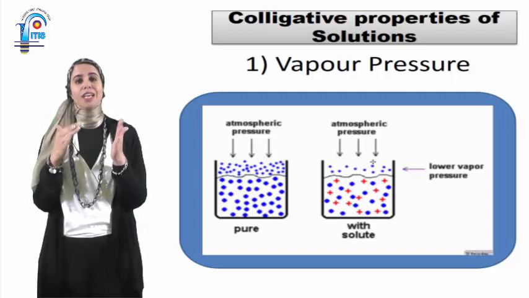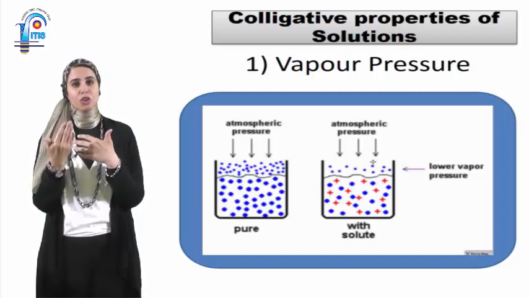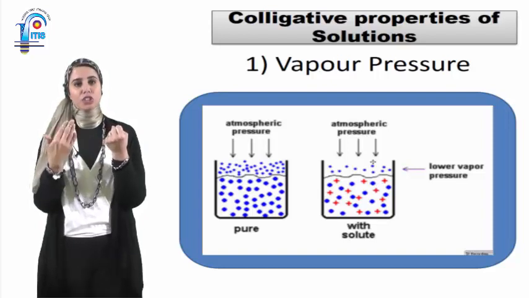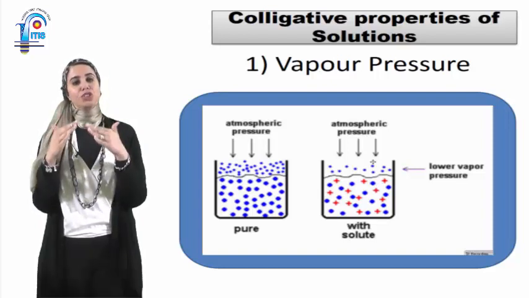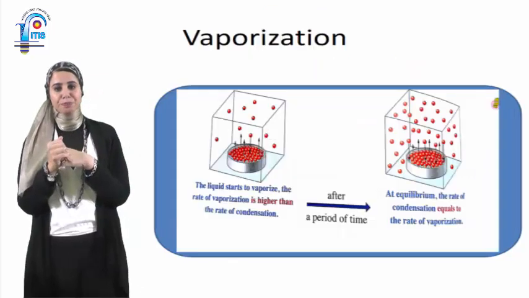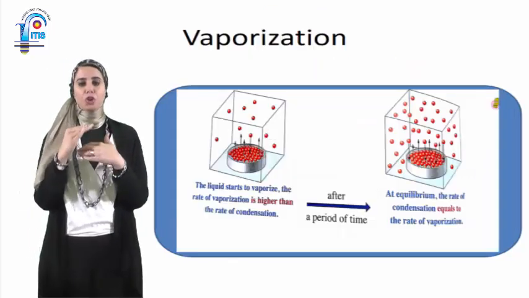As for the solution, it takes a longer time. Why does it take a longer time? Because to separate between a solute and solvent takes a longer time. And then after that, it starts to collide with the walls of the container, forming vapor pressure which is less than the pure solvent. In the next slide, there's an example of a closed container or closed system.